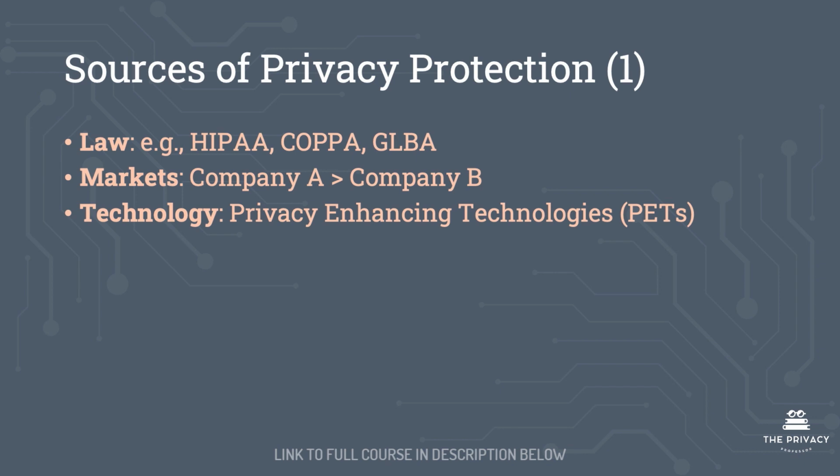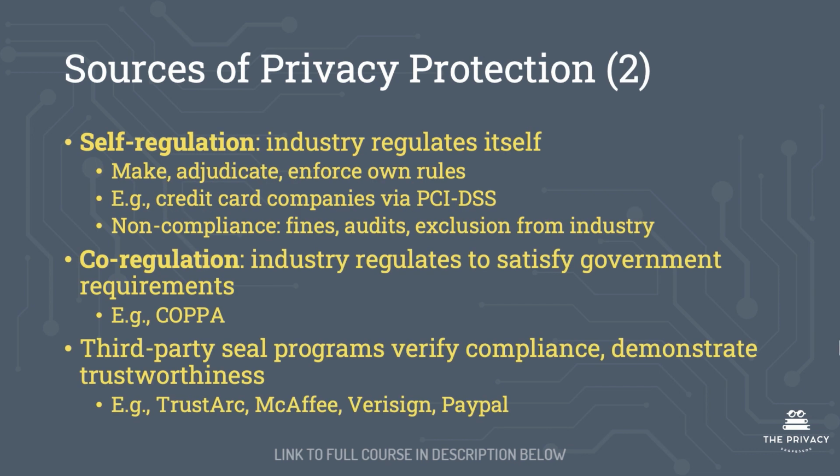Information Professional Technologist certificate. The 2 main sources of privacy protection that we're going to focus on here are self-regulation and co-regulation. Let's talk a little bit about self-regulation. As it sounds, this is when an industry regulates itself. For example, instead of having Congress create laws, enforce, and adjudicate those laws, we have an industry doing it itself. Again, making, adjudicating, and enforcing its own rules.